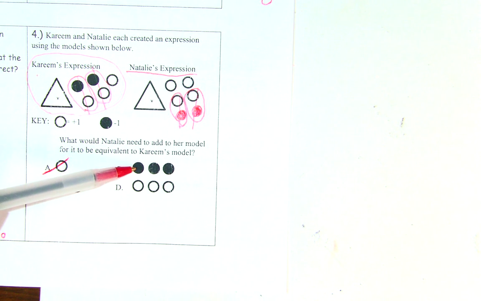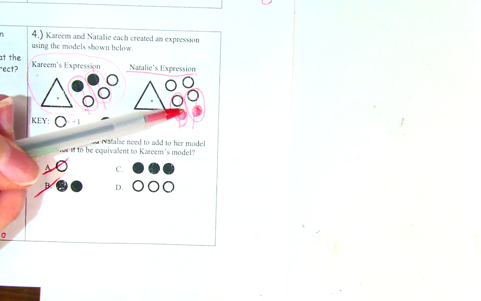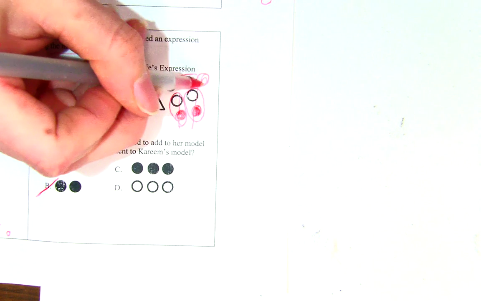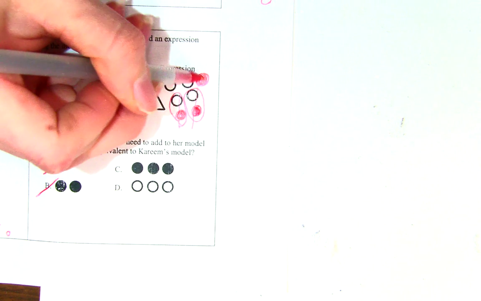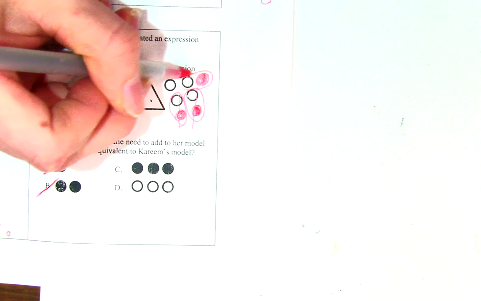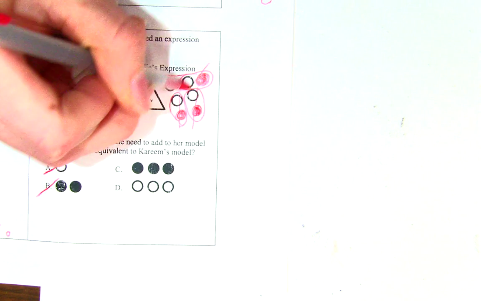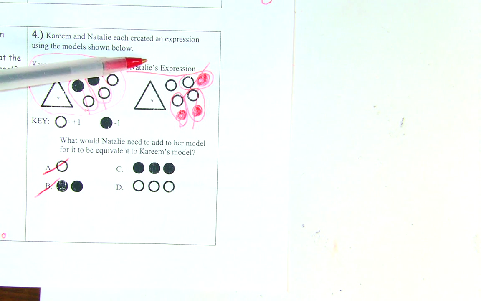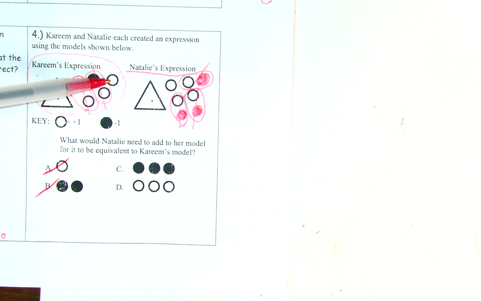When I look at C, it says I should add 3 negatives. Well, I've already added 2. So if I add a third negative, this negative and positive are going to create a zero pair and cancel out. Therefore, now I have 1 positive left for Natalie, and I have 1 positive for Carmen.